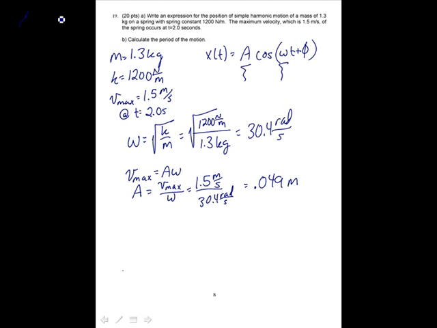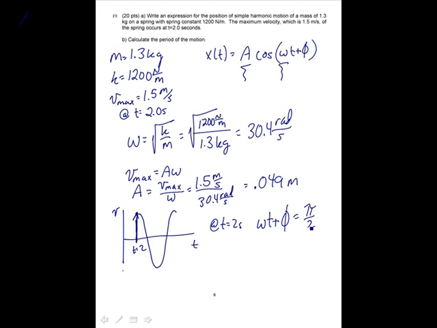So it tells me that at t equal 2, I have my maximum velocity. So that means if I were to plot my sine graph at this time, which is t equal 2, my velocity versus time is going to look like this, because at this time, it's maximum velocity. So I know that at t equal 2 seconds, omega t plus phi is going to equal pi over 2, because the sine of pi over 2 is equal to 1. And in order for this to be maximum, the sine has to equal 1.